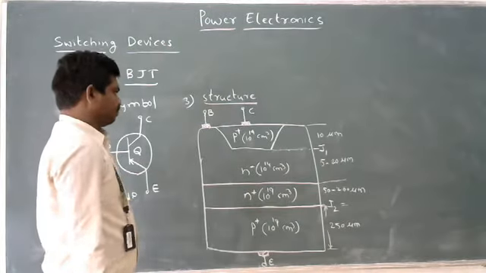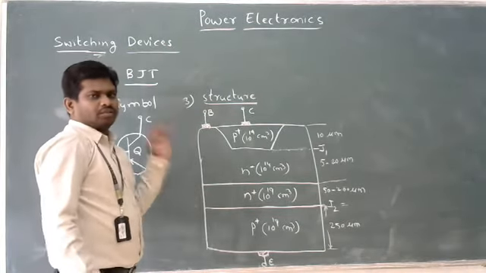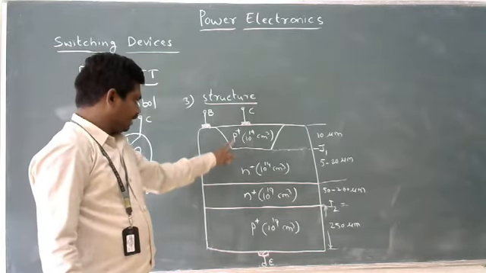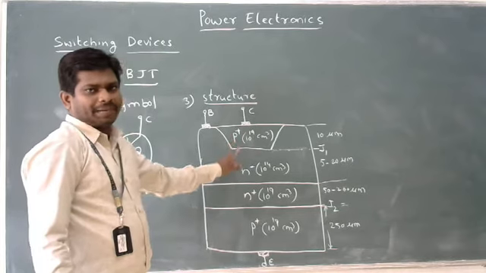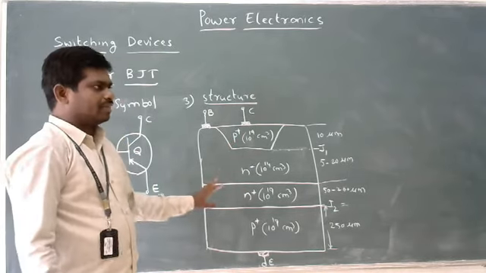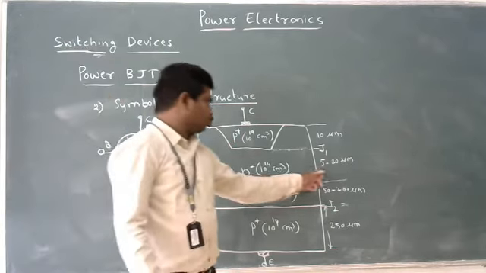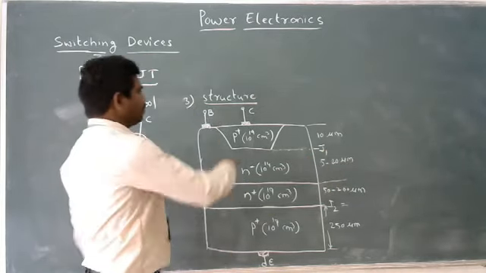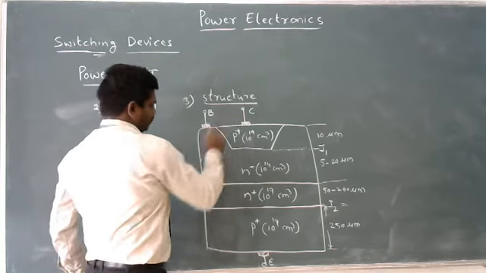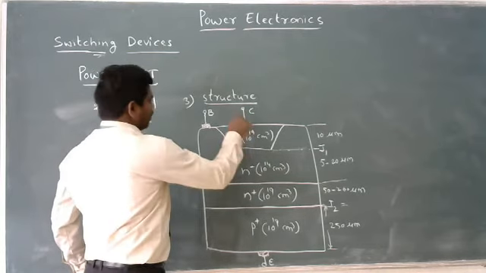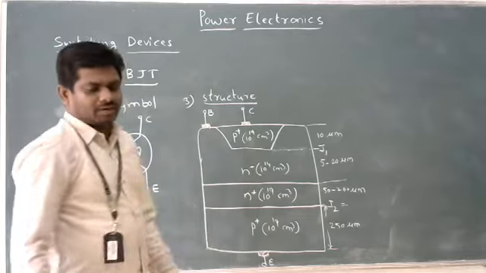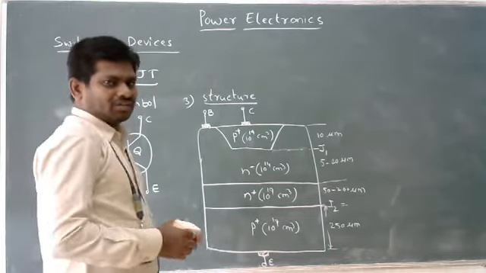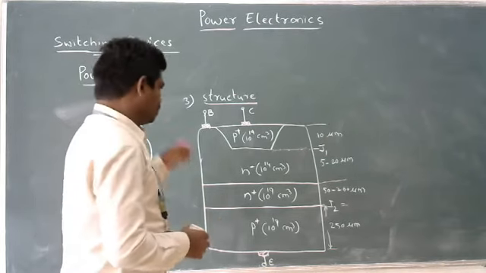This BJT has 3 layers: P type, N type, P type. 2 junctions are there, junction J1 and J2, and 3 terminals: emitter, base, collector. So BJT is a 3 layer, 2 junction, 3 terminal device.